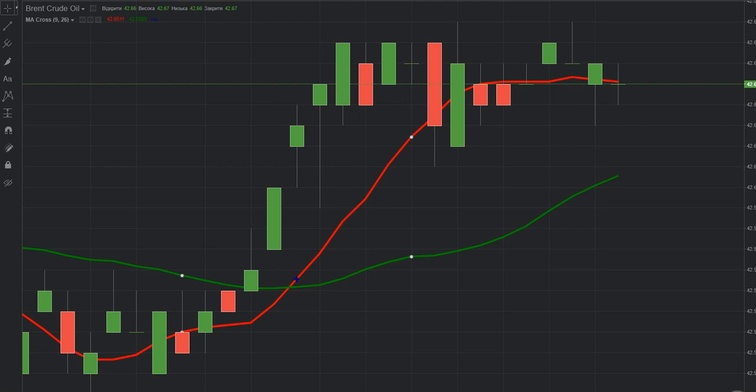When both the red and the green lines are moving in agreement, both trending up or down, we are given confirmation of the market sentiment and trend. The moving average may also act as support or resistance.